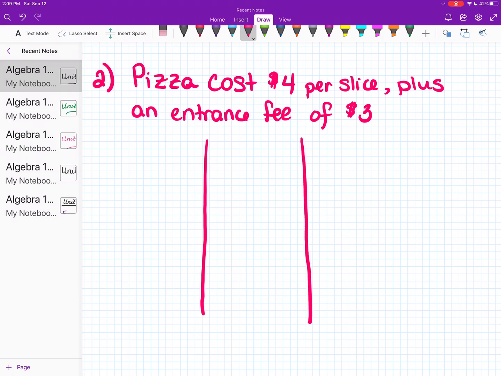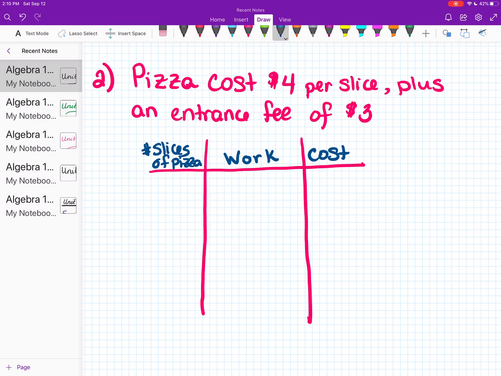Again, I'm going to have work in the middle, so my x is going to be the number of slices of pizza, right? Because that's what I can change. And my y is going to be my cost. How much does this cost for this party I'm going to? And here's the work.